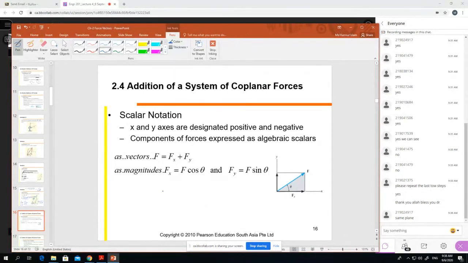Same plane. Suppose we have something here. Let me draw it for you.